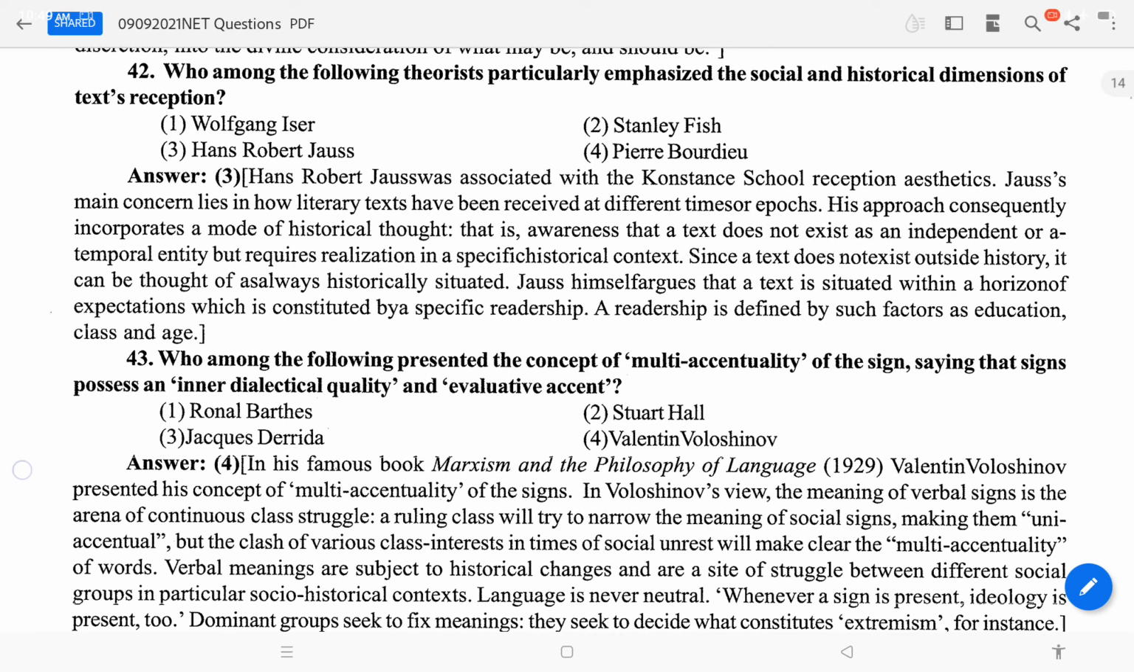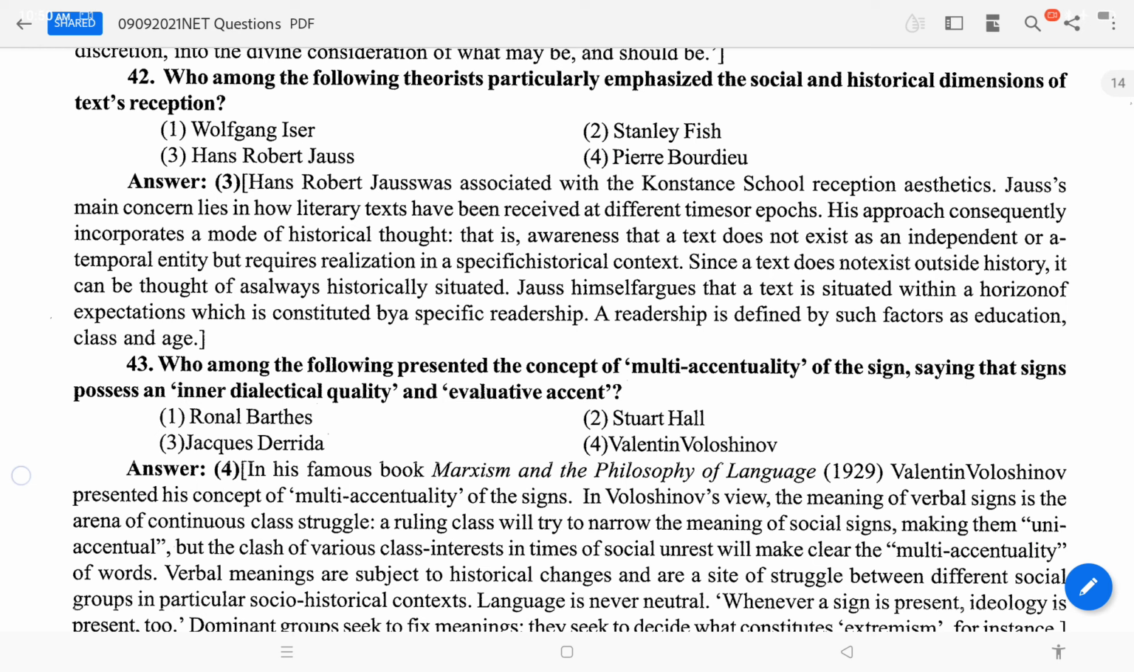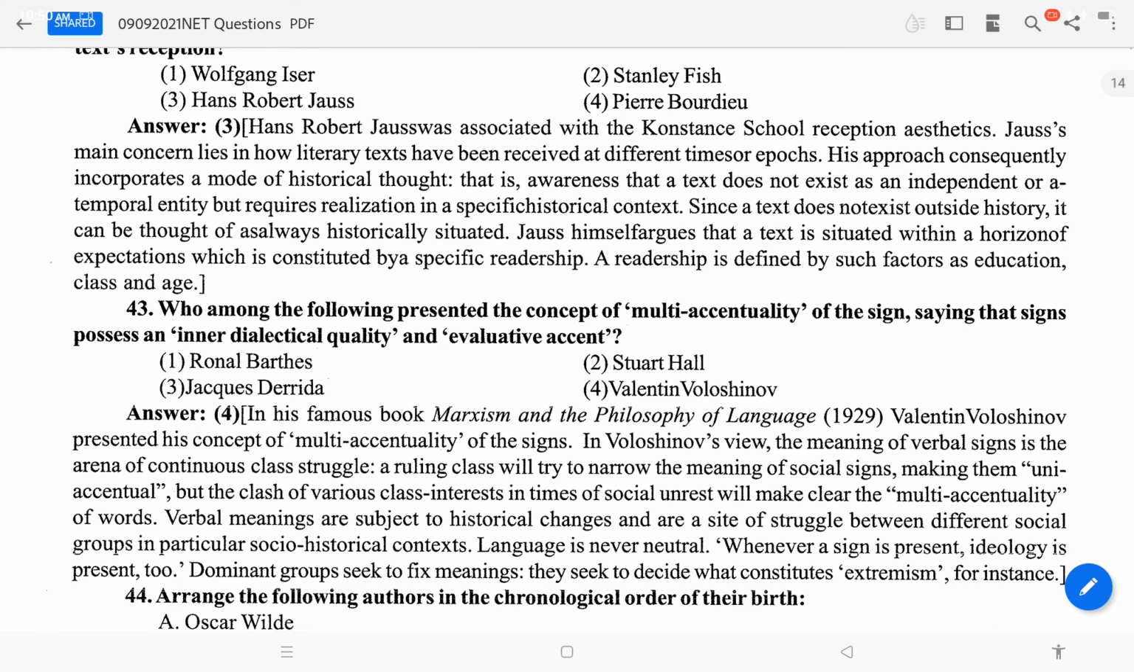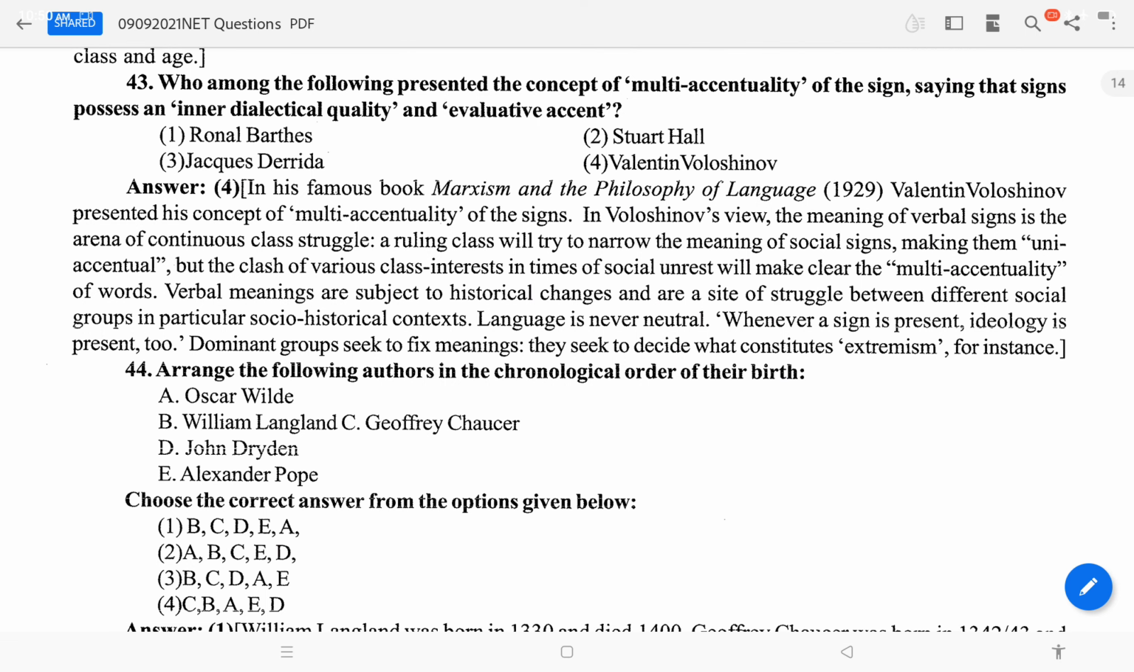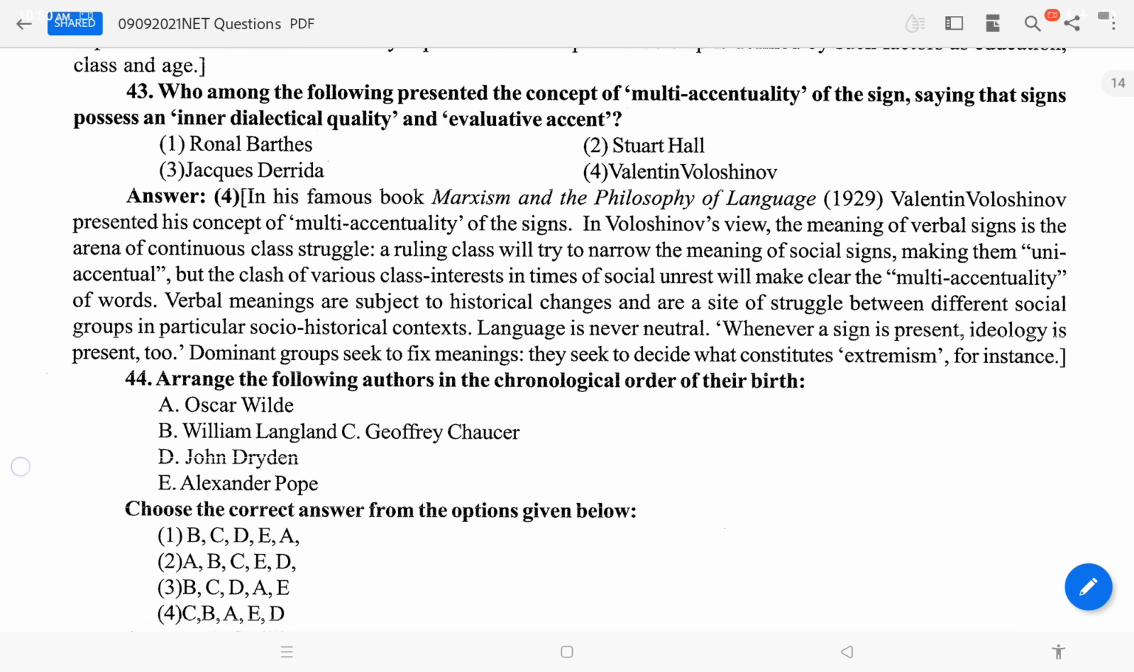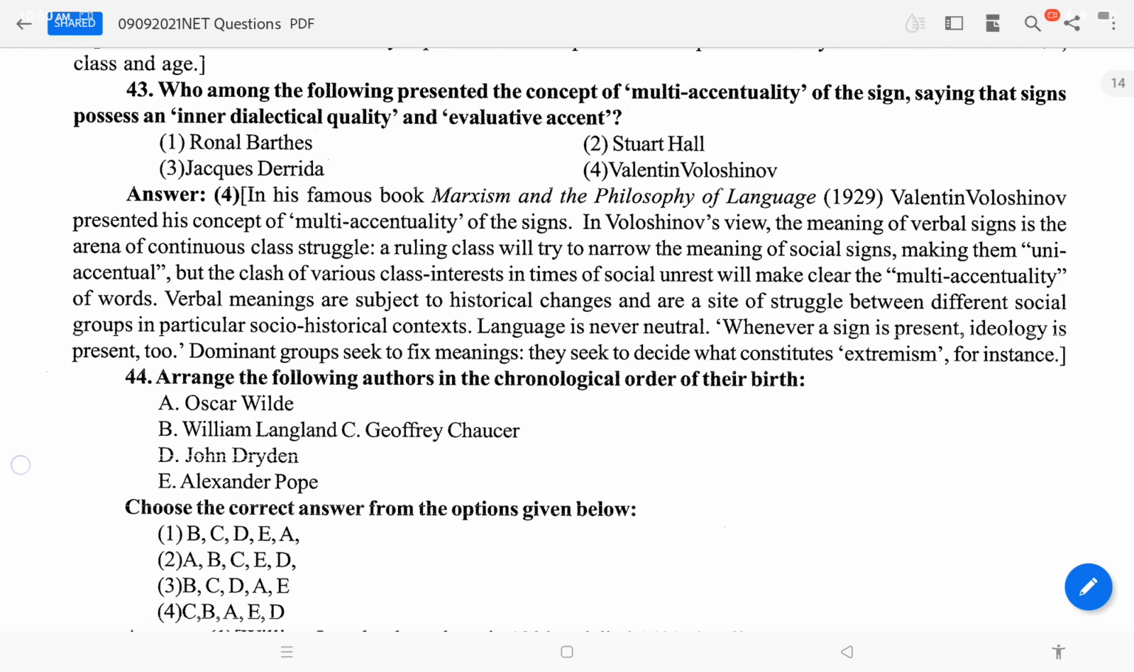Jauss himself argues that a text is situated within a horizon of expectation. So the term horizon of expectation is very important, which is constituted by a specific readership. A readership is defined by such factors as education, class, and age. So he is famous for reception theory. Let's see question number 43.